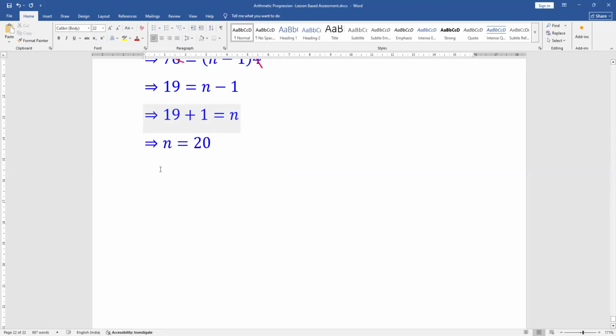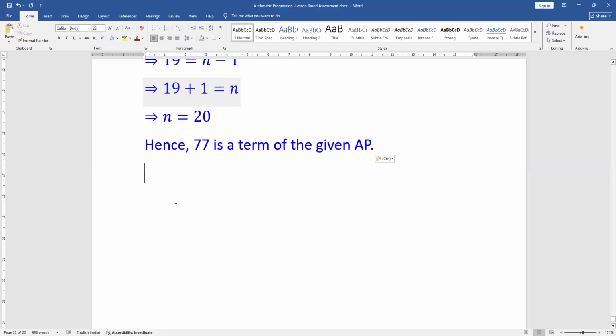So for that I give the conclusion. Hence 77 is a term of the given AP. See, children, one thing you need to note: in case we get n as a fraction, then we can say that the given number is not a term of the given AP.